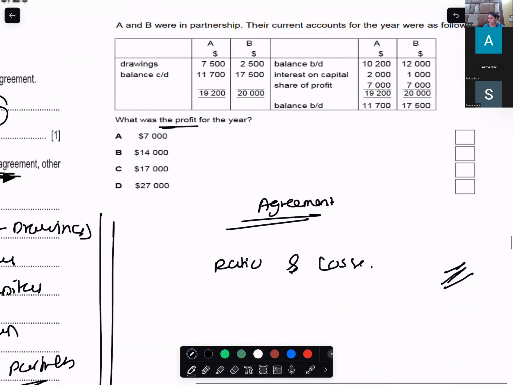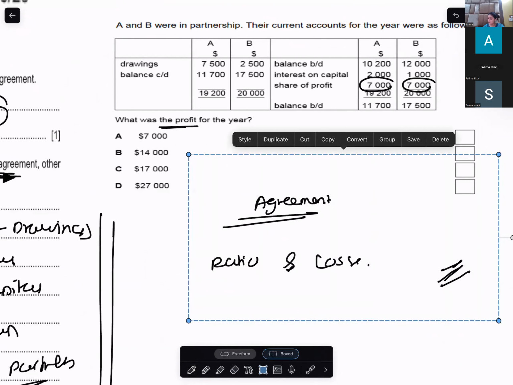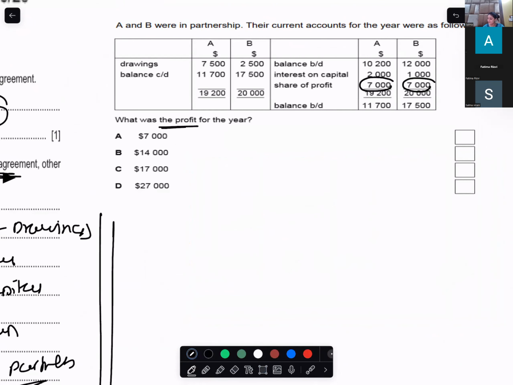What is the profit for the year? So in this question, we add the share of profit of A, which is 7,000, with the share of profit of B, which is also 7,000. Now listen to me carefully. Is this the profit for the year or is this the net divisible profit? Residual profit, not the realizable profit. This is the residual profit. This is the net divisible profit.